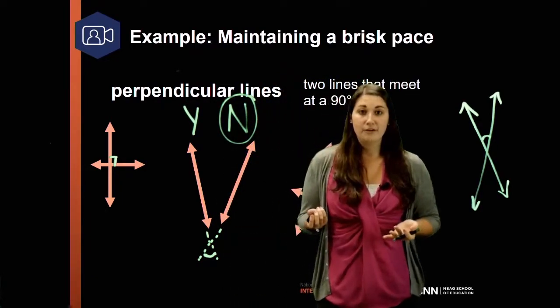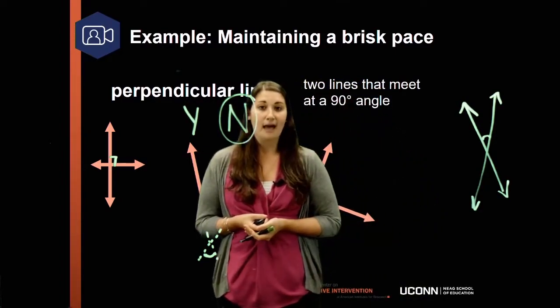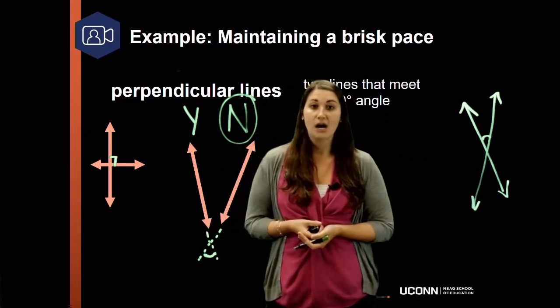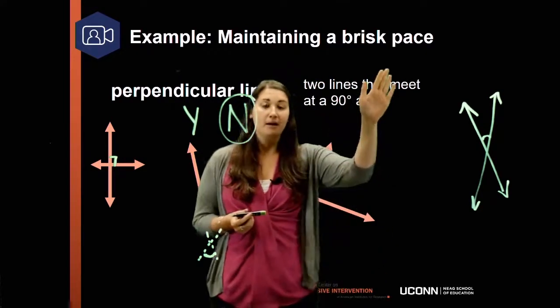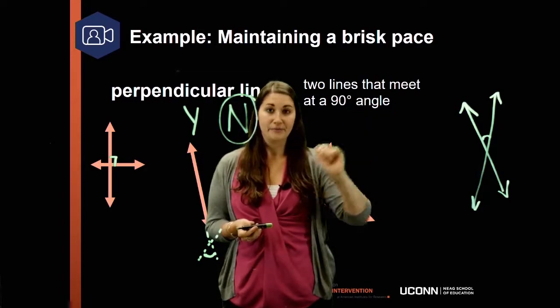Now it's going to be time for you to practice on your own. There's a worksheet on your desk. Go through and decide whether or not each set of lines are perpendicular. Remember, perpendicular lines are two lines that meet at a 90-degree angle.